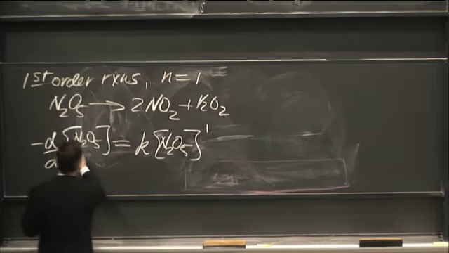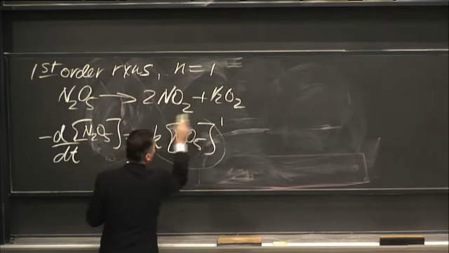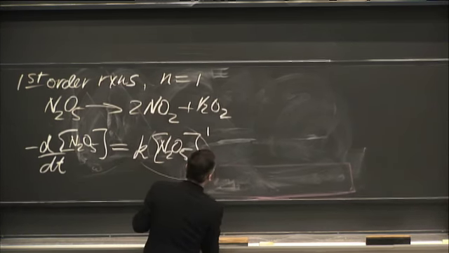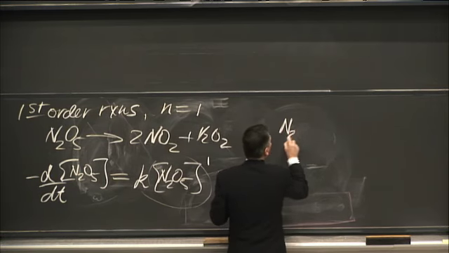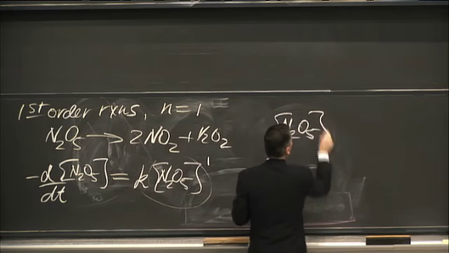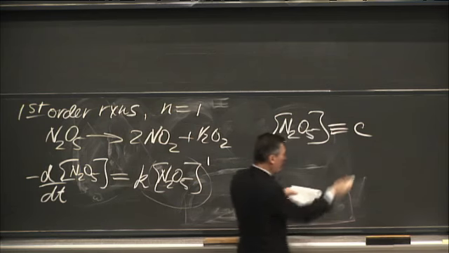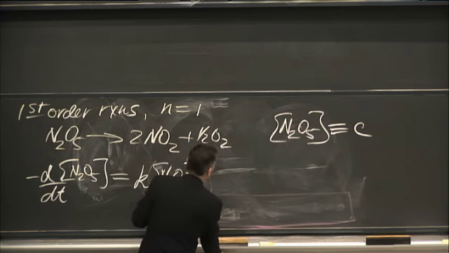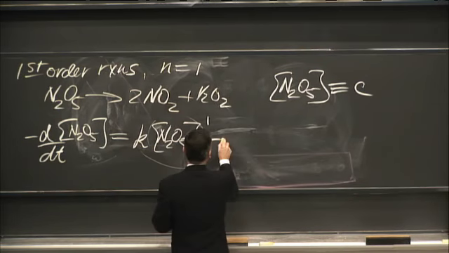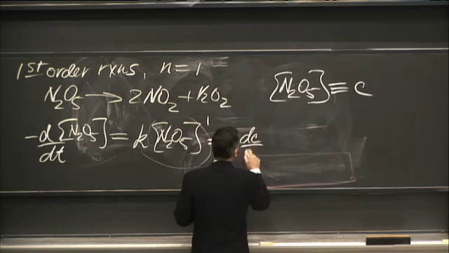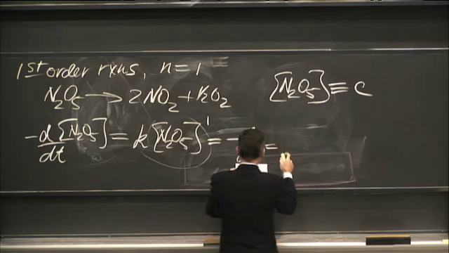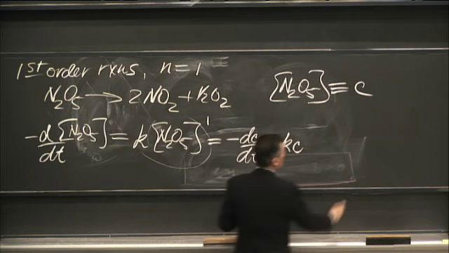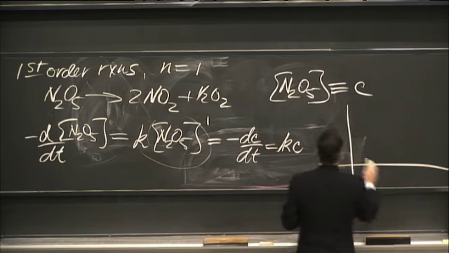But this is messy. There's too many characters here, so I'm going to compress this and give myself a nicer font. So I'm going to now let the concentration of N2O5, just in this expression, be c, lowercase c. That way I can speed this thing up. So I can rewrite this expression here as minus dc by dt equals k times c. All right? And so we know what this is going to look like. They all look like this.